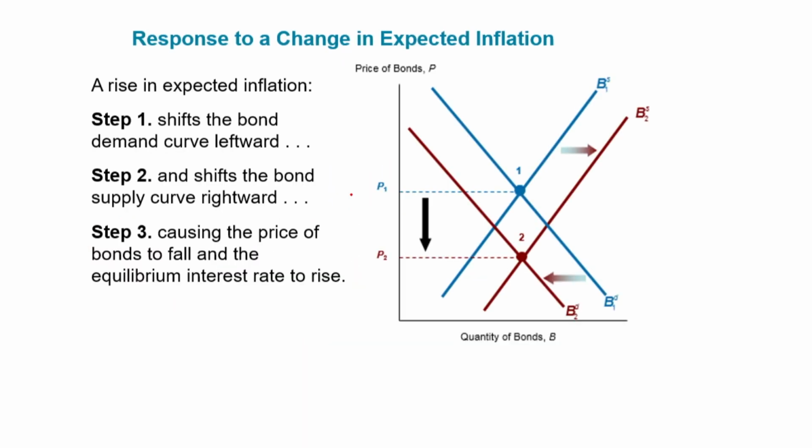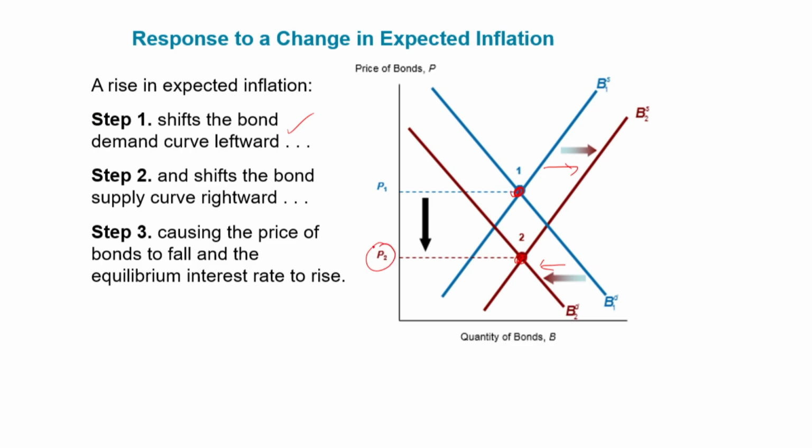Similarly, some more factors. For example, how does a response to a change in expected inflation affect the market rate of interest? This is the initial equilibrium position at this point. Assume that there is a rise in expected inflation. Step one here is that the bond demand curve shifts leftward, and the bond supply curve shifts rightwards, for the reason that we discussed a couple of minutes before, causing the price of bonds to fall and the equilibrium interest rate to rise. You can see that the new price is going to be P2. This is the new price.